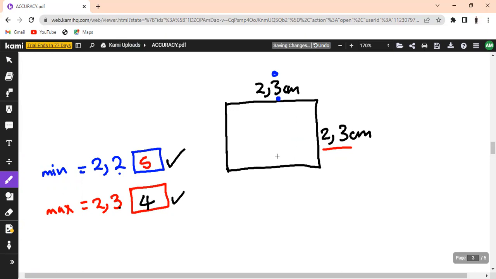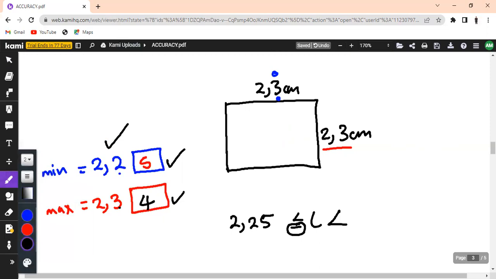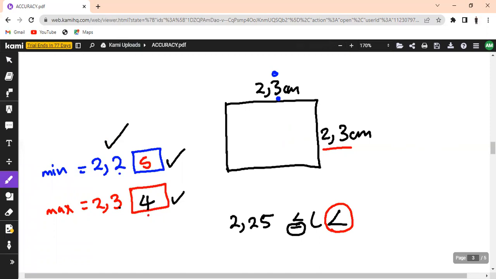But if the person is writing now like this, L is greater than or equal to, less than, like this, it means you are going to take, remember, the less than is involved on the minimum value. So the minimum value has to remain as it is, 2,25. And what about the maximum value? The maximum value now is affected because they are saying it's not included here. So you're going to add this so that it becomes a 5. So it will be 2,35 like this.